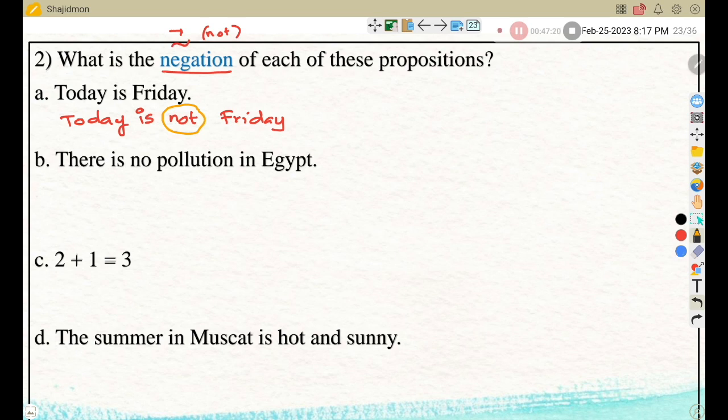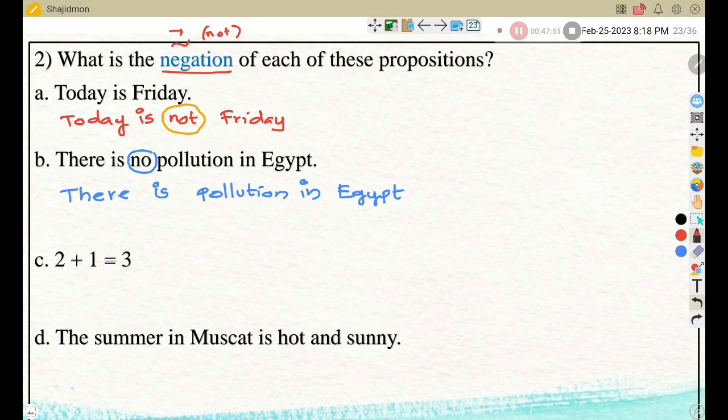Now we will go to the next one. There is no pollution in Egypt. See here, already no is there. So when we are writing the negation, delete that no. So how to write that one? The negation of this statement: there is pollution in Egypt. So I deleted that no, correct? So we are getting the negation of that statement.